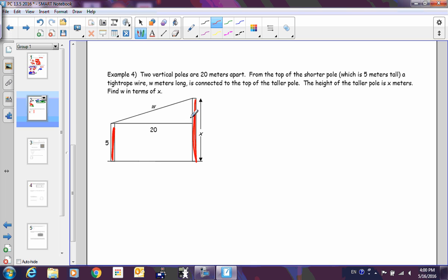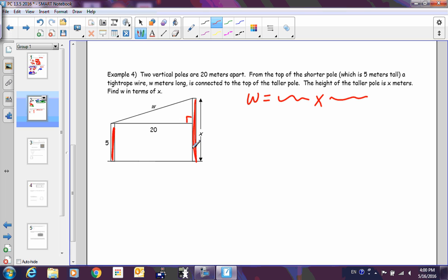All right, and what you can assume here is that that's a right triangle. We can assume that because of the ground and vertical things being perpendicular. It says the height of the taller pole is X meters, and they label that there. It says find W in terms of X. So I'm kind of going back to what we did on number 1. My final answer should be W equals blah, blah, blah, and there should only be an X in there, along with numbers, but there shouldn't be any other letters over here. Okay, so we want to put other things in terms of X.